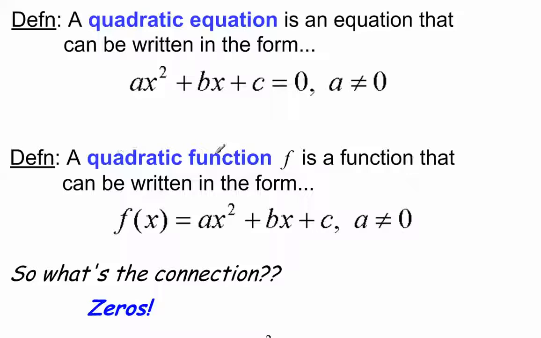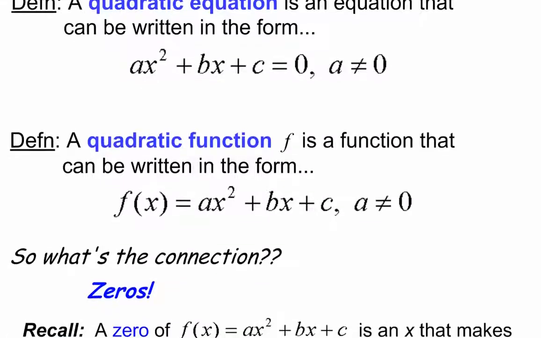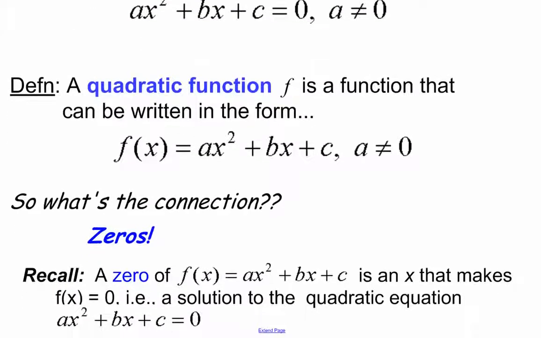Now, what's the difference between that and a quadratic function? Well, it's a rule function. F of x equals ax squared plus bx plus c. There's no equals a number here. Still, we have to have that ax squared. We have to have the x squared term in order to be considered a quadratic function.